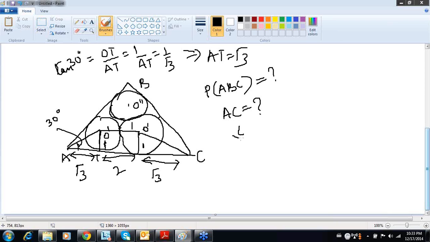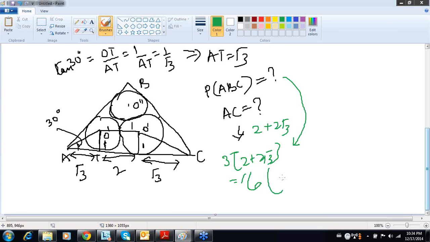So AC will be equal to what? AC will be equal to 2 plus 2 root 3. So perimeter will be equal to what? 3 into 2 plus 2 root 3, which is equal to 6 into 1 plus root 3. It will be equal to 6 into 1 plus root 3. So that will be the perimeter of the triangle ABC.